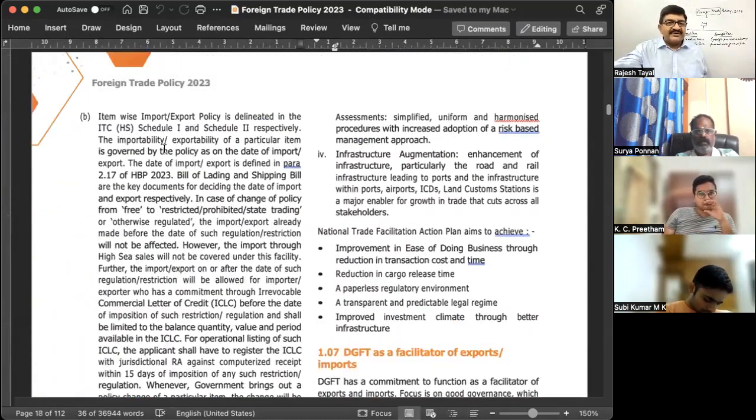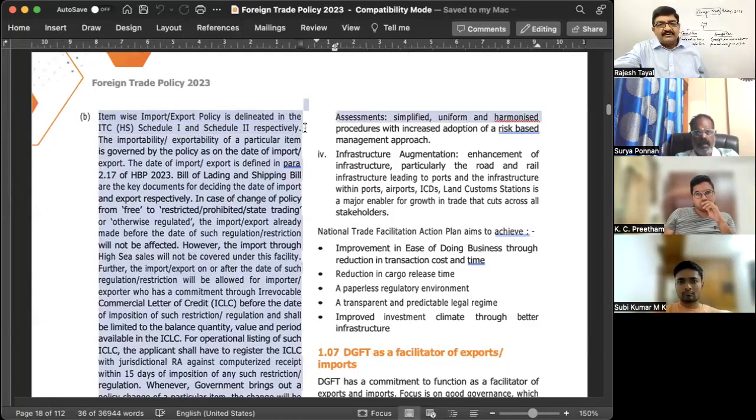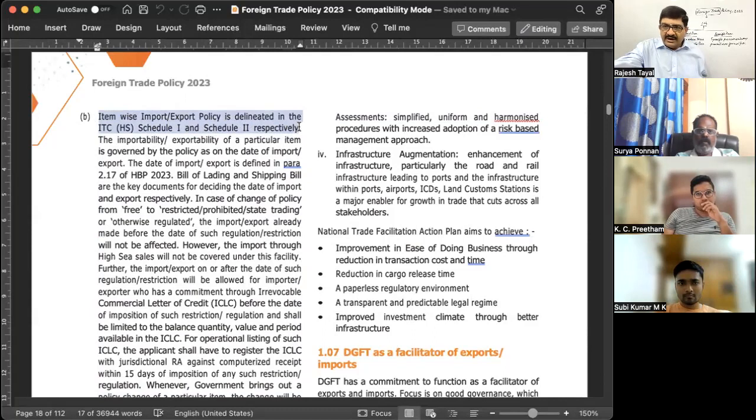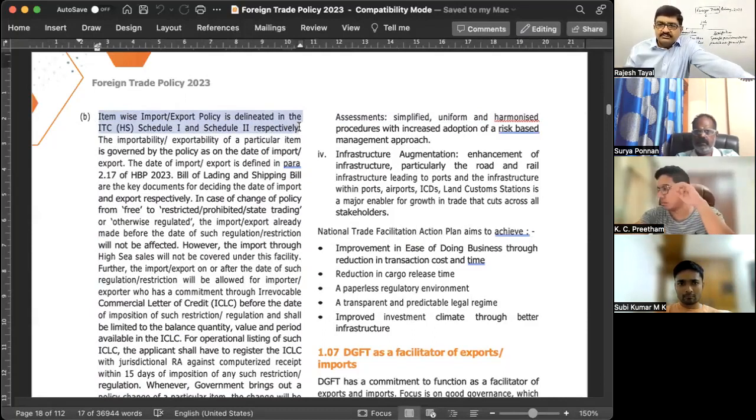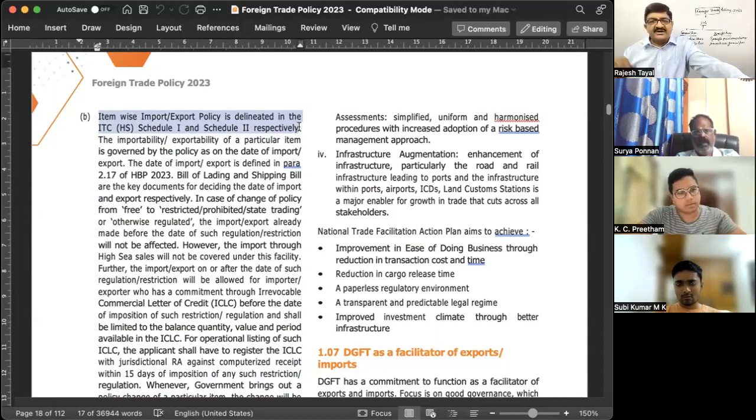Then this is about the classification system. Item-wise import-export policy is delineated in the ITC Schedule 1 and Schedule number 2 respectively. So do you have access to Schedule 1 and Schedule 2? This is available on the government website. For every item, there is a policy. For every item, import policy, export policy. Right?